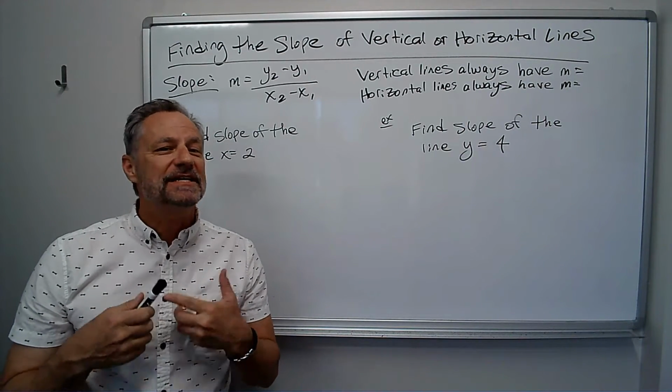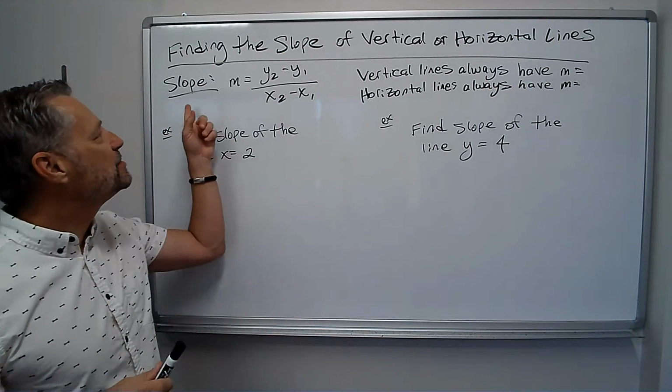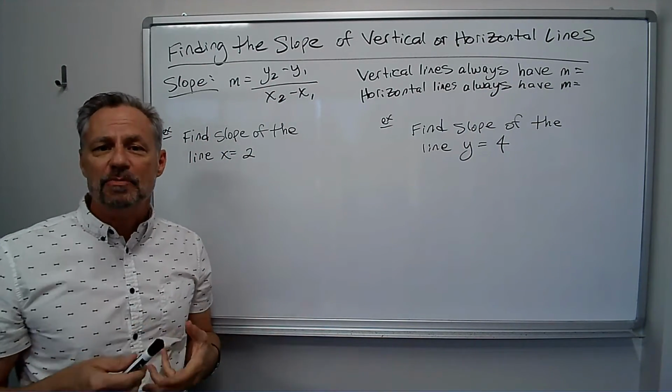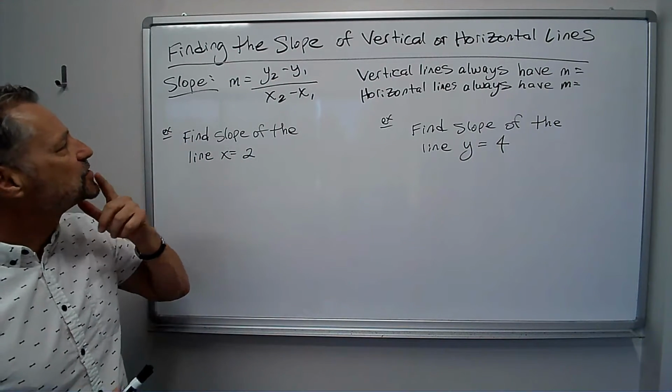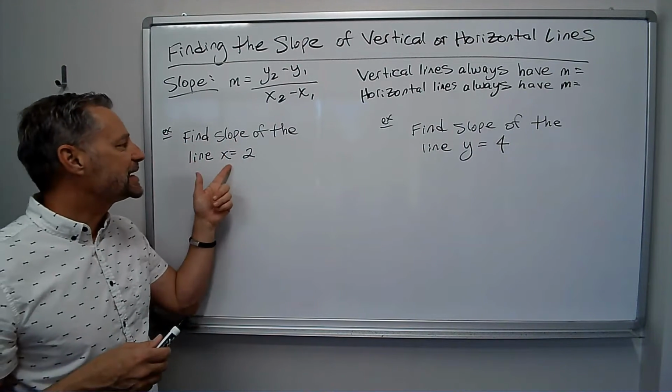Let's look at finding slopes of vertical lines or horizontal lines. Remember, the slope formula is m equals y2 minus y1 over x2 minus x1, the rise over the run. Okay, so let's look at this first example: find the slope of the line x equals 2.